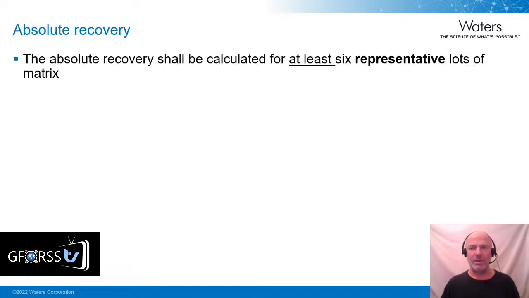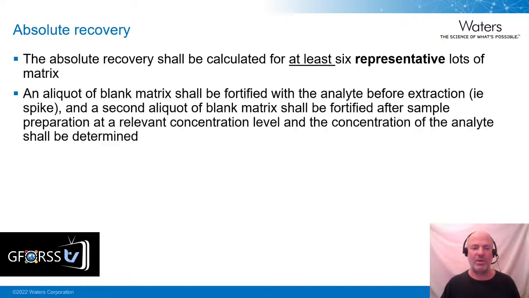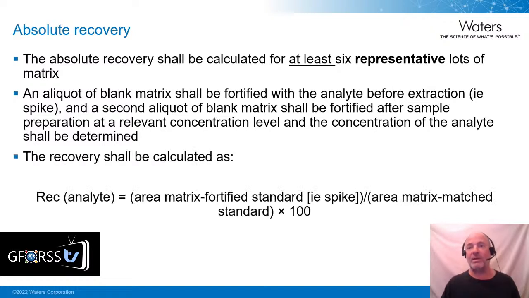The regulation goes into a bit more detail. It states that the absolute recovery should be calculated for at least 6 representative lots of the matrix. An aliquot of the blank matrix should be fortified with the analyte before extraction, and a second aliquot of the blank matrix should be fortified after sample preparation at relevant concentration levels and the concentrations determined. And it gives us an equation to assess the absolute recovery.